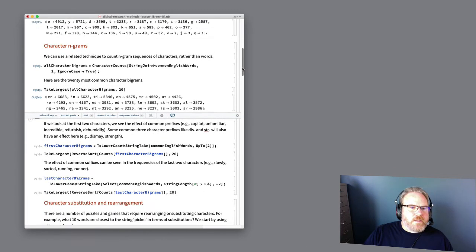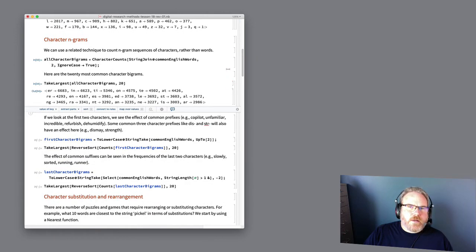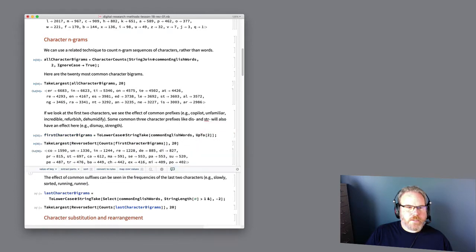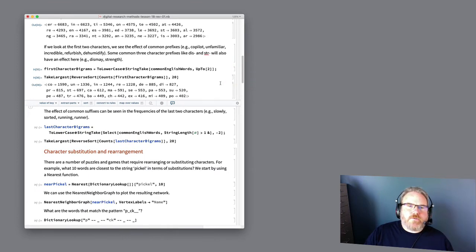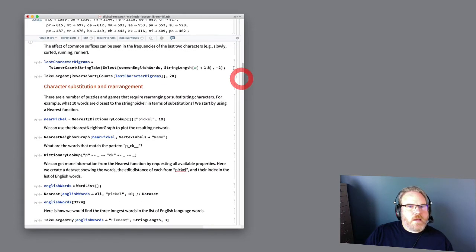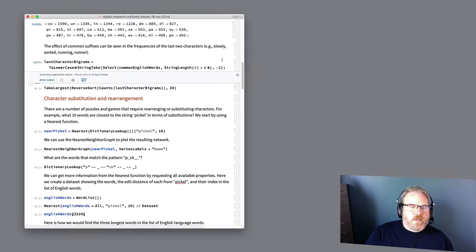But those are bigrams in any part of the word. If we look at the first two character bigrams, CO, UN, IN, RE, DE, these are all common prefixes, things like co-pilot, unfamiliar, incredible, refurbish, dehumidify. If we were to do trigrams, we could also find common three-character trigrams that appear at beginnings of words like STR. If we look at the ends of words, we look at suffixes.